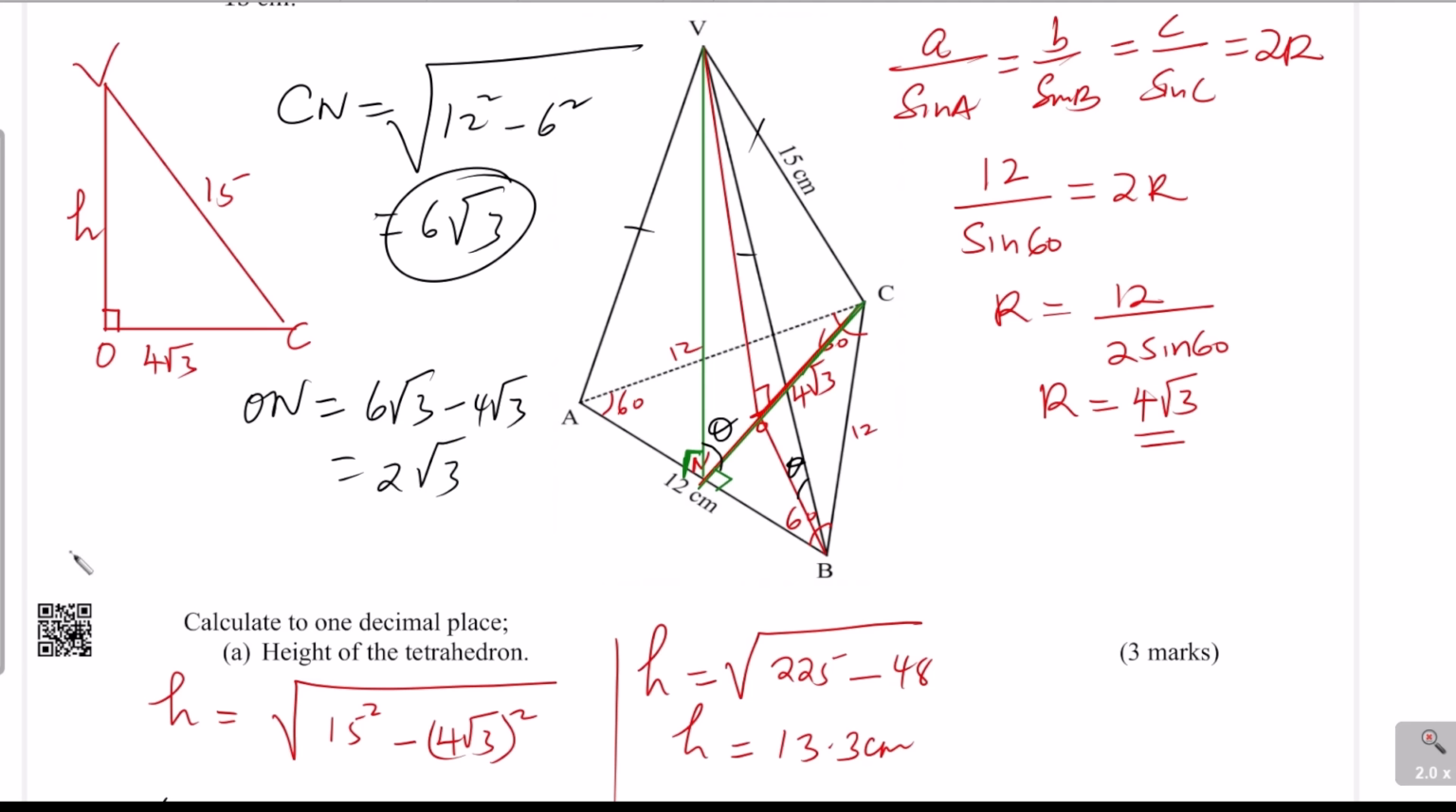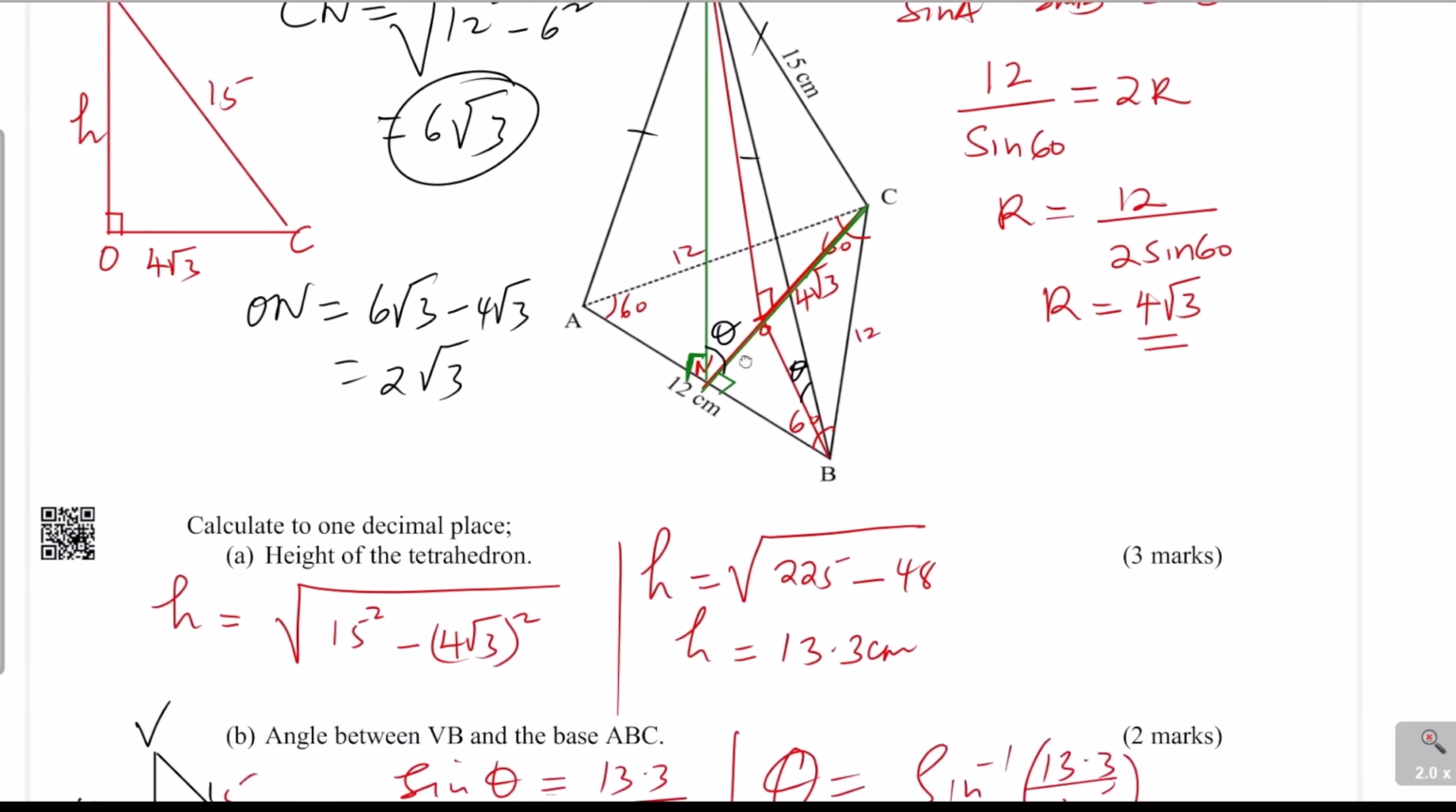Why are we subtracting? Because we already have CO as 4 root 3. That was the radius. We got the radius. And then you have already obtained CN as 6 root 3. So this part that is remaining here, ON, will be given by CN minus CO. That is 6 root 3 minus 4 root 3. And that will give us 2 root 3.